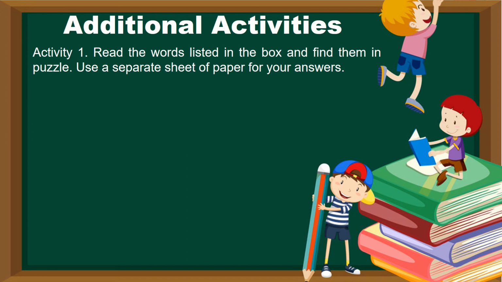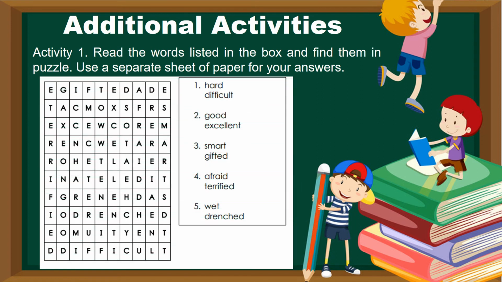Finally, your last activity for today's lesson in additional activities. Activity 1. Read the words listed in the box and find them in the puzzle. Use a separate sheet of paper for your answers. Here are the words you need to look for in the puzzle. Number 1, hard, difficult. Number 2, good, excellent. Number 3, smart, gifted. Number 4, afraid, terrified. Number 5, wet, drenched.